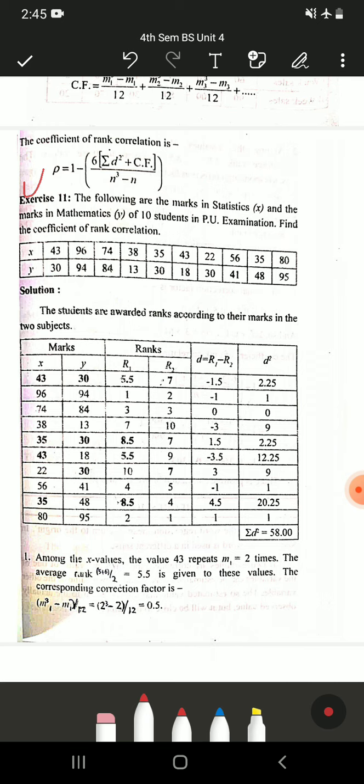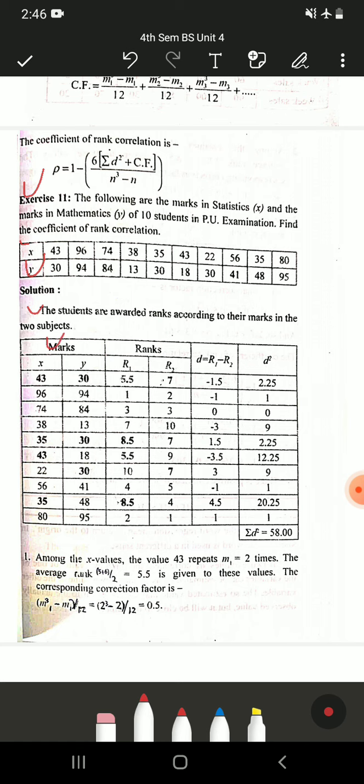The following are the marks in statistics, which is taken as X, and marks in mathematics, taken as Y, of 10 students in an examination. Find the coefficient of rank correlation. Here they have given X values and Y values. So X represents marks in statistics and Y represents marks in mathematics of 10 students. So here n is 10 because they have given data of 10 students. Now we will see how to solve this problem.